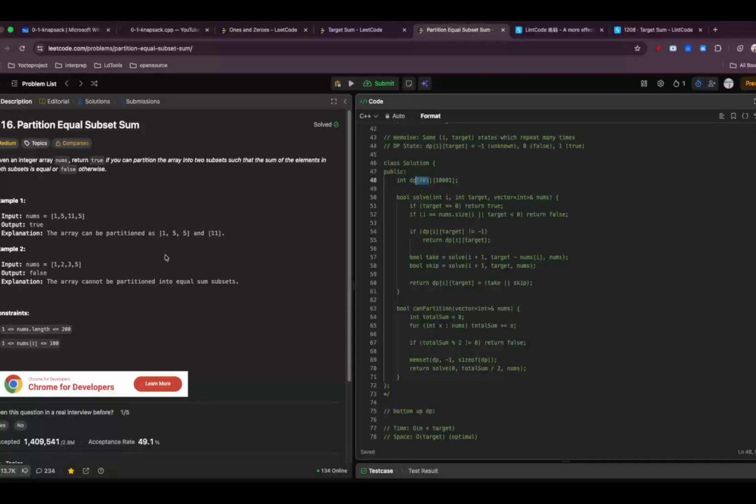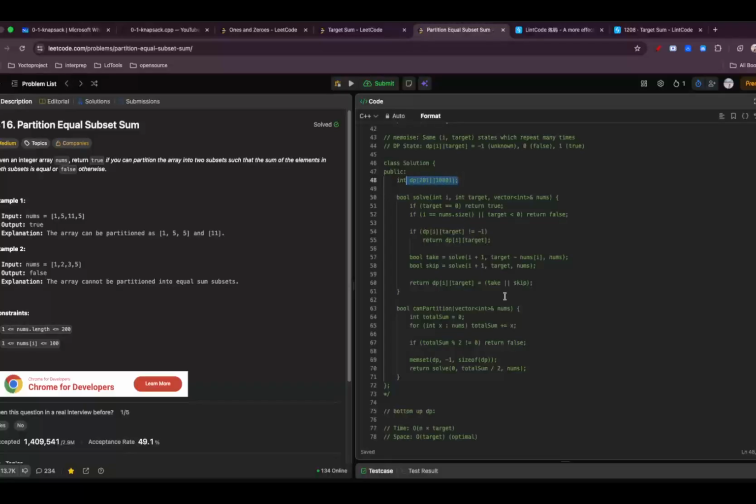But the value part, we need to take care of what maximum value it can go to. Also, since it is a sum, it is possible that this 100 gets added up 200 times. So accordingly, we are taking this. That's why, as per the constraint, it is good to have these values at the start itself.